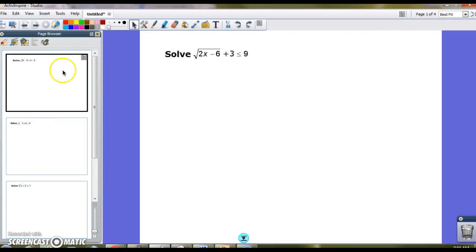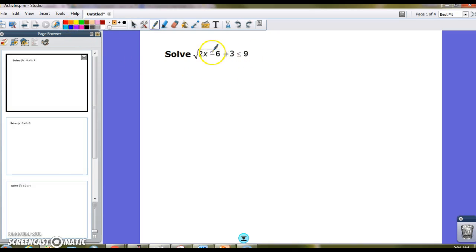Hi everyone, today we're going to finish talking about radicals with the idea of solving radical inequalities. So yesterday we did radical equations, today we're going to do radical inequalities. It's very similar to equations, but you just have a couple more steps to include when you're solving. So I'm going to treat this like an equation to start.